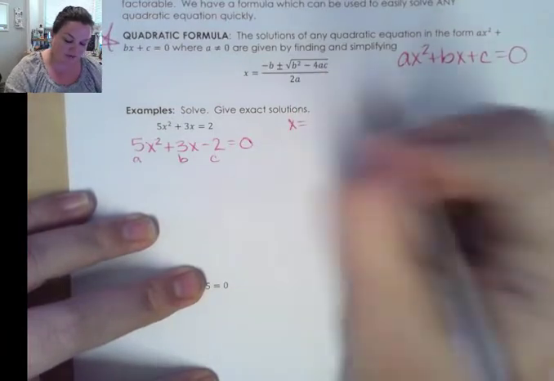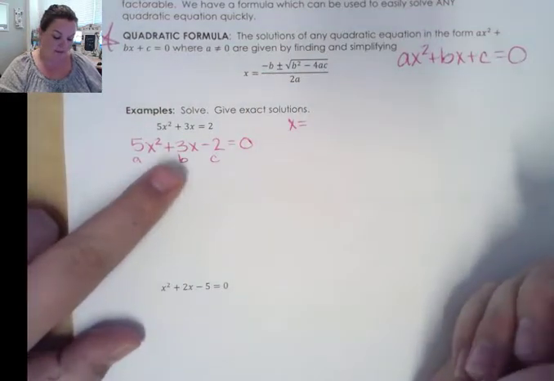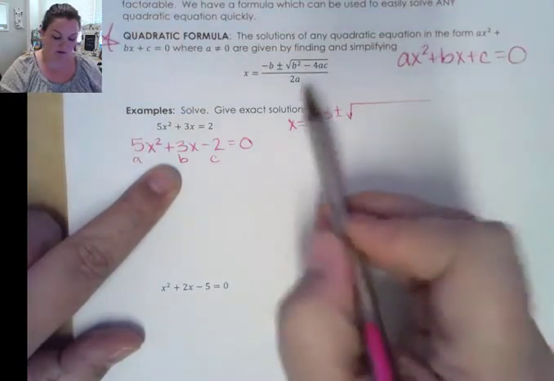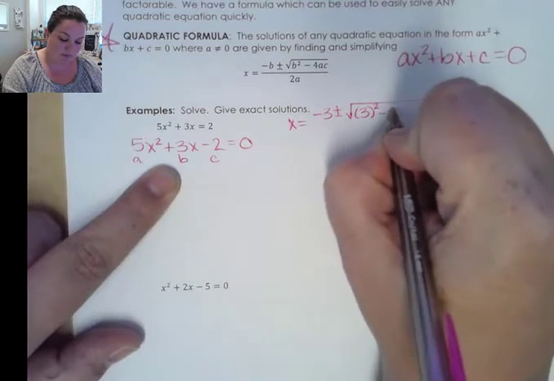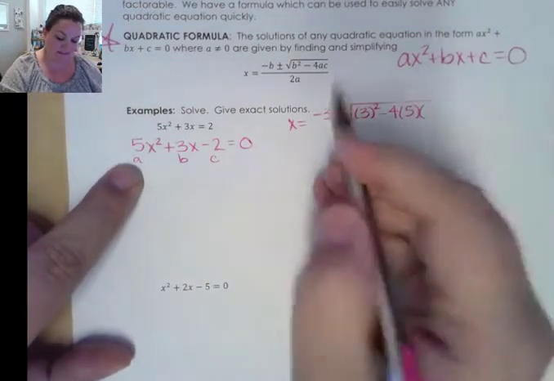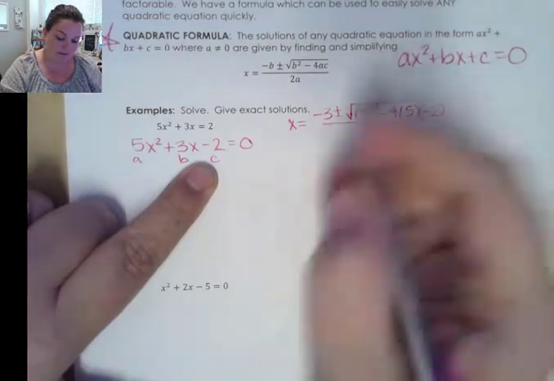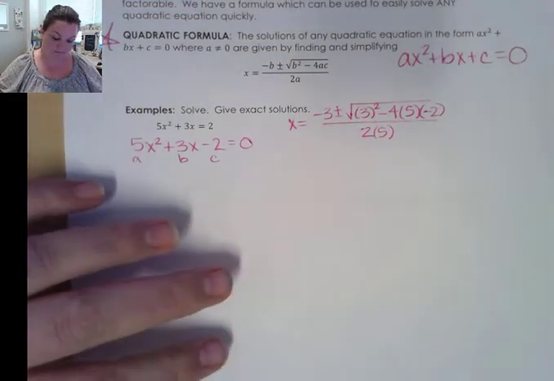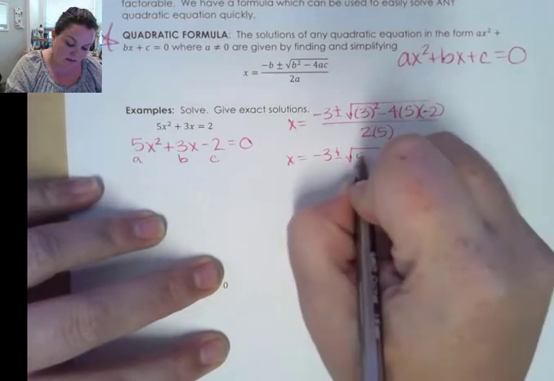Okay? So the quadratic formula says we're going to do negative b, or the opposite of b. My b is 3, so the opposite of 3 would be negative 3, plus or minus the square root of b squared. So again, my b is 3, so 3 squared minus 4 times my a, which is 5, times my c, which is negative 2, all over 2 times my a, which is 5. And then from here, it's just a matter of simplifying, right? So this gives me x is equal to negative 3 plus or minus the square root of 9.